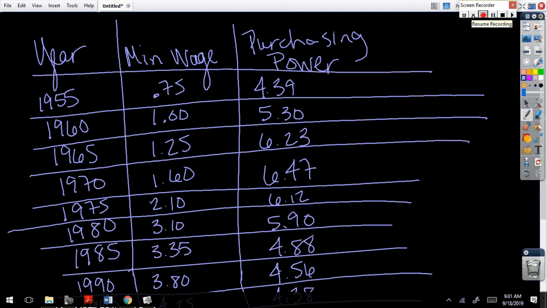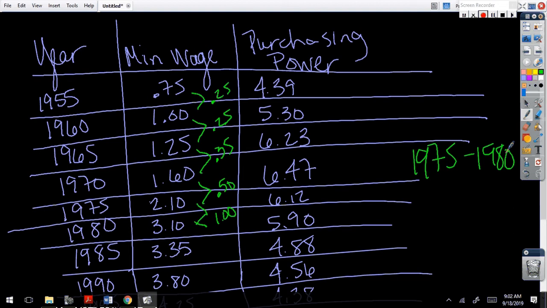It increased from 1970 to 1975. What's that increase? 25 cents, right? Then 1975 to 1980. What's this increase? A dollar. That's the biggest one. So from 1975 to 1980, that saw the biggest increase.